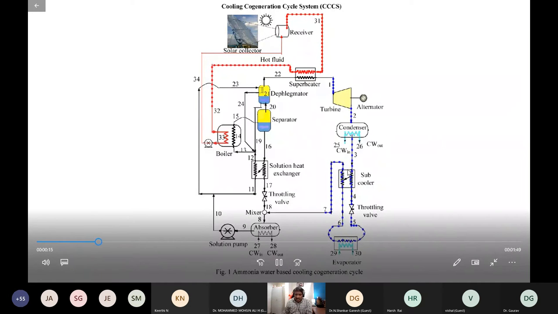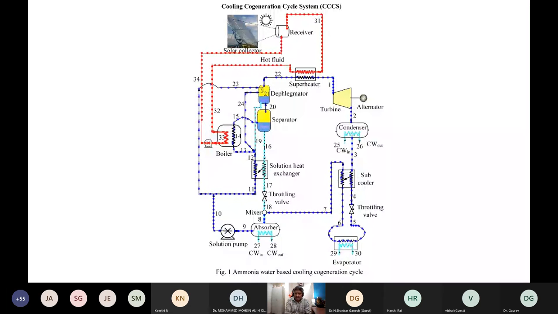The liquid is throttled. After throttling, you can see the low temperature, moving to the evaporator. And the subcooler is optional. This is a COB, and then it goes to the absorber as usual. The weak solution is mixed here after throttling, and it is supplied to the boiler. In these circuits, some modifications are there to improve the energy conversion efficiency or thermal efficiency of the turbine system.